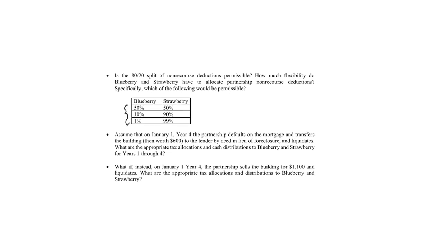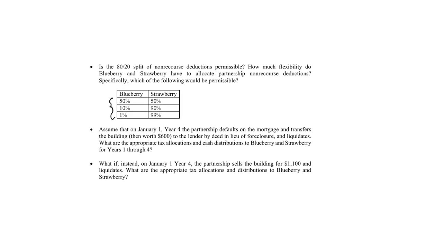So the first thing is, we've got the 80-20 split of non-recourse deductions. Is it permissible? How much flexibility do Blueberry and Strawberry have to allocate the partnership non-recourse deductions? Specifically, which of the following would be permissible? And they give three different situations. We're going to go through those. So here's what's going on.